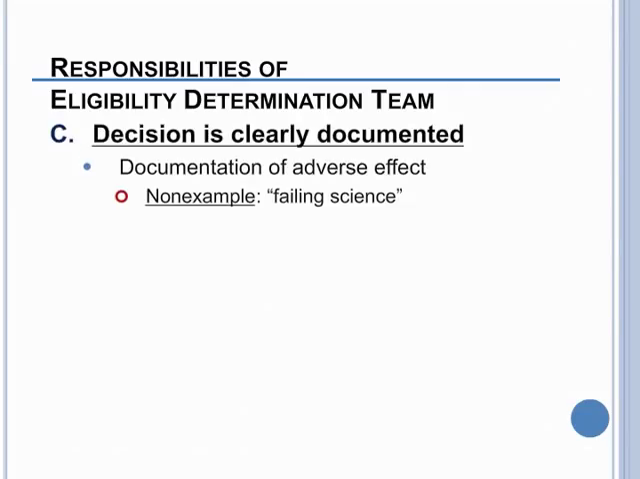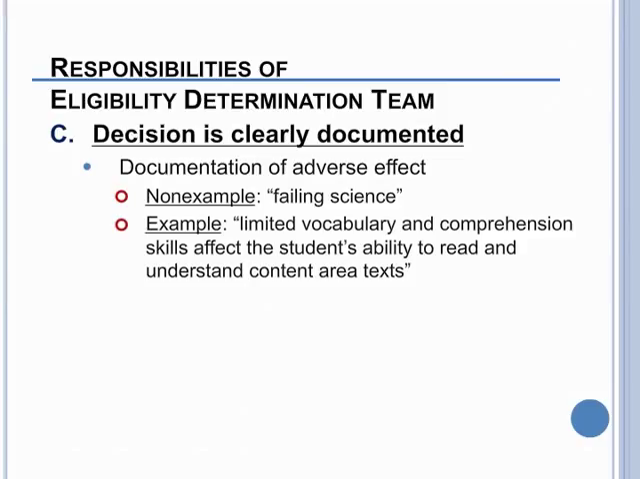There must be an adverse effect on the educational performance. You cannot simply say they are failing science. Instead, documenting that there's a limited vocabulary and comprehension skills that affect the student's ability to read and understand text would be a very good example of documenting the adverse effect.